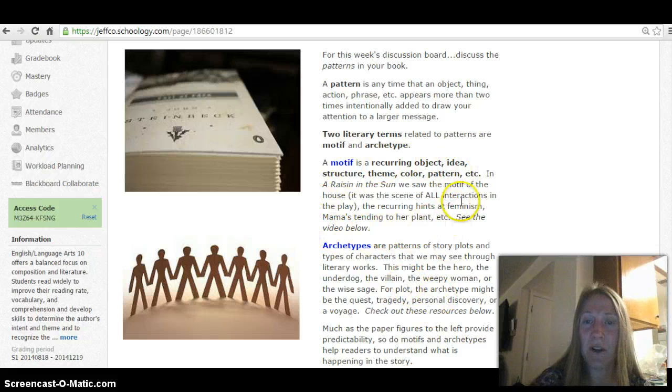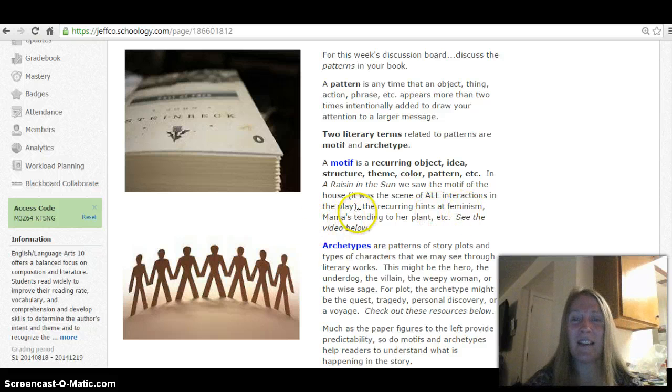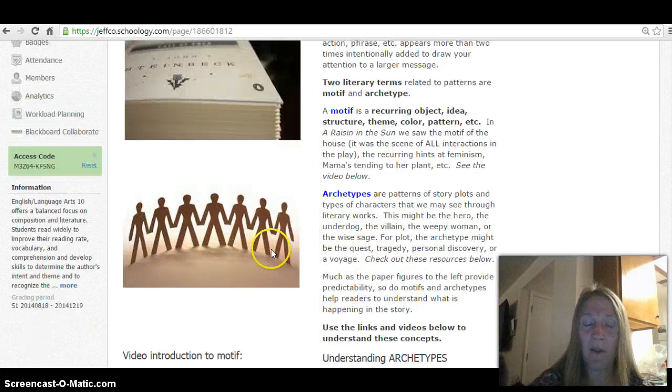So a motif is a recurring object, idea, structure, theme, color, pattern, number. It could be a lot of different things. So for A Raisin in the Sun, the house was always in every scene. There were reappearing hints at feminism. Mama kept tending to that plant. So a lot of those motifs you may have been familiar with from there.